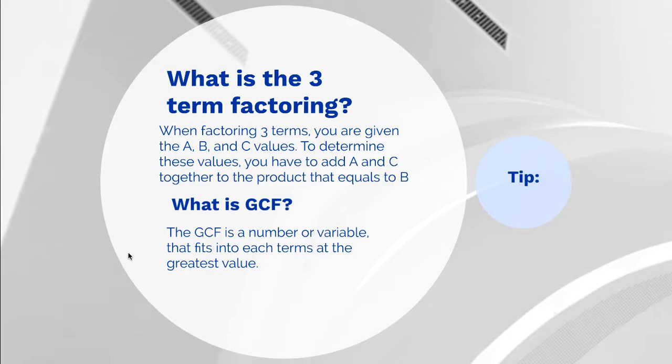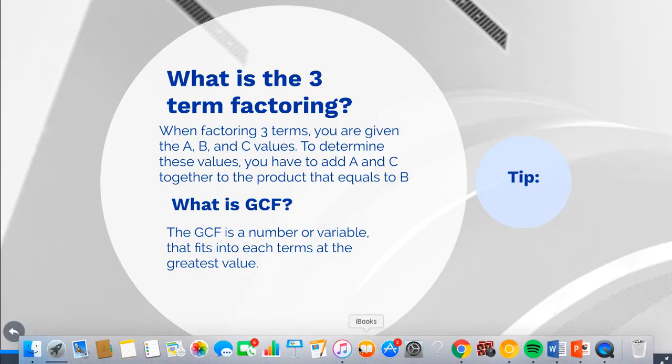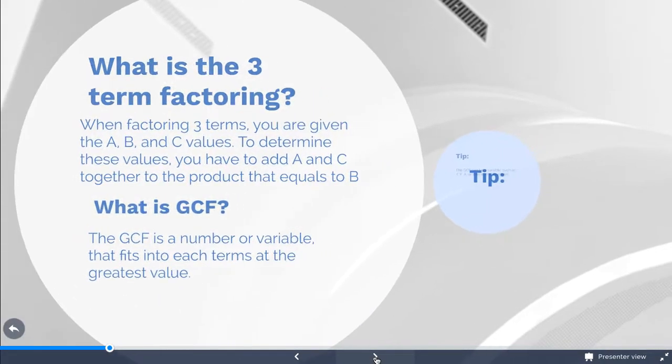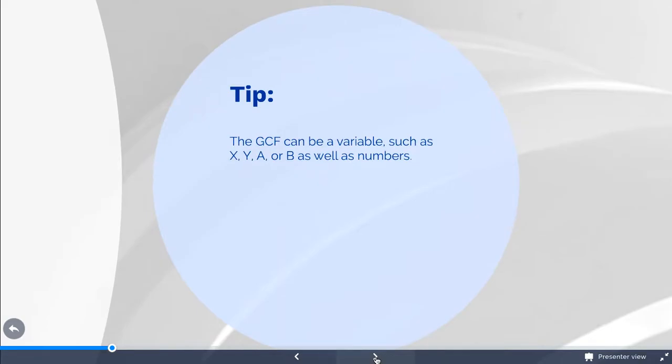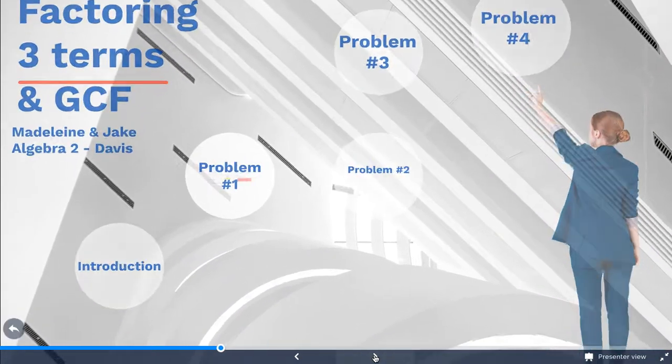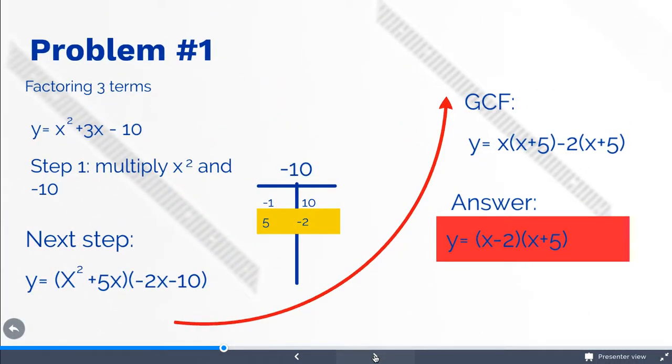What is GCF? The GCF is the number or variable that fits into each term at the greatest value. And a little tip is the GCF can be a variable such as x, y, a, or b, as well as other numbers.